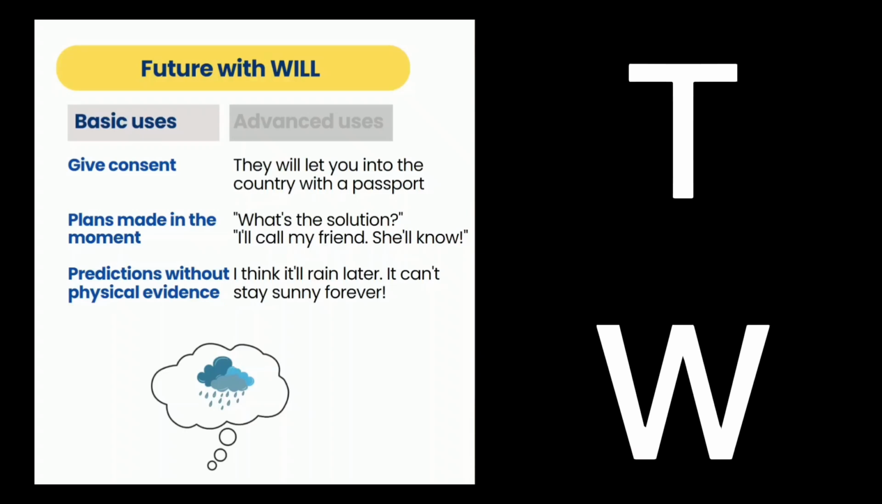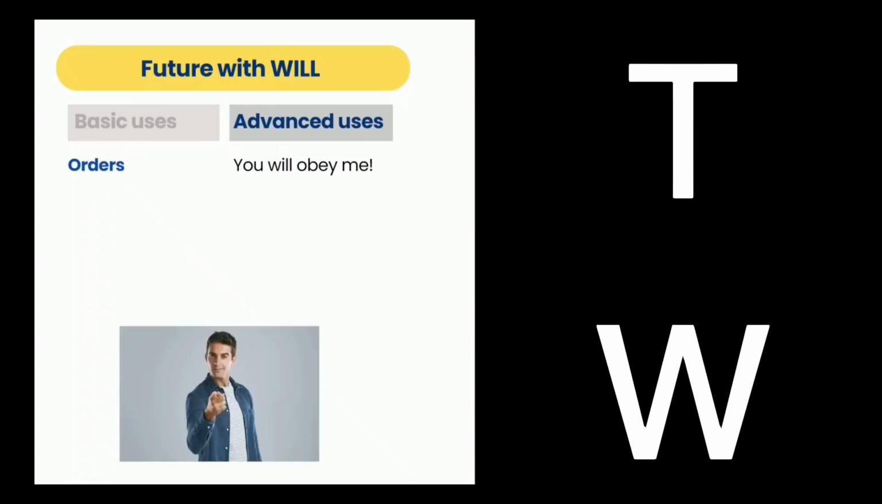Here's someone thinking about rain, but they don't have evidence. They just say this, I think it will rain later. It can't stay sunny forever. They're predicting it, but they don't really have evidence, so will makes more sense here. Let's look at the advanced uses of will now. Orders: use will if it's an order for the present or the future. You will obey me, this man is thinking. It's an order, and will emphasises the order.